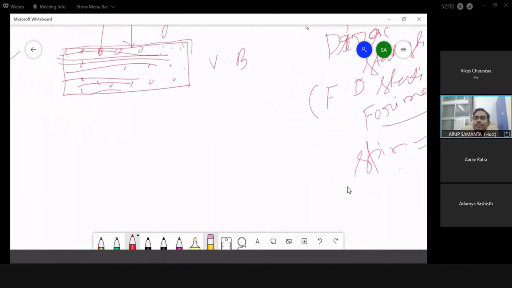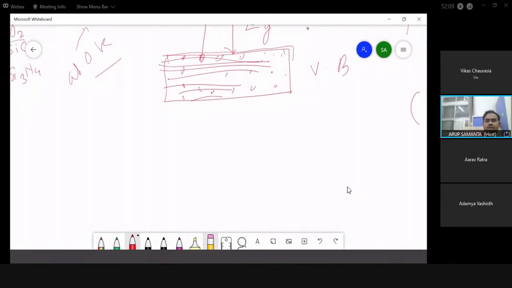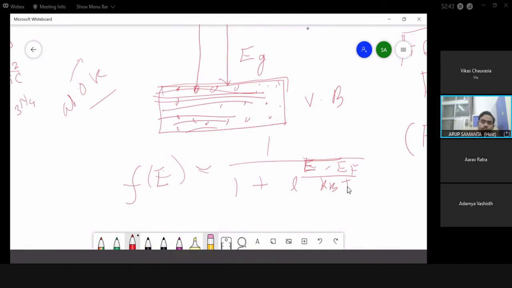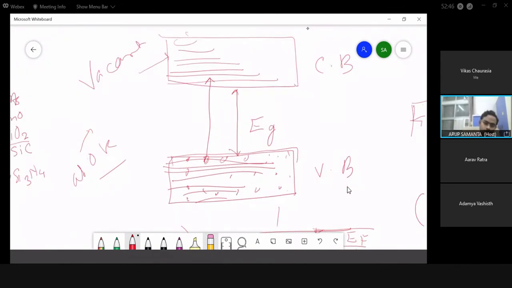So this follows a statistical distribution. If the particle has energy E, you have to follow something like E minus EF. EF is the Fermi energy level, or the chemical potential of the system. Kb is the Boltzmann constant, and T is the temperature. E is the energy of the particle. From this distribution, you can understand that if you have some energy E, the electron can reach some of these levels.